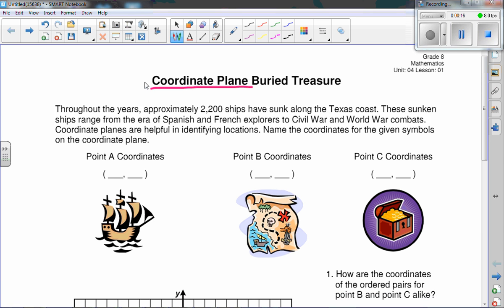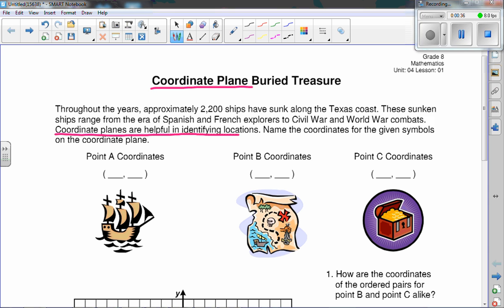Throughout the years, approximately 2,200 ships have sunk along the Texas coast. These sunken ships range from the era of the Spanish and French explorers to Civil War and World War combats. Coordinate planes are helpful in identifying locations. Name the coordinates for the given symbols on the coordinate plane.